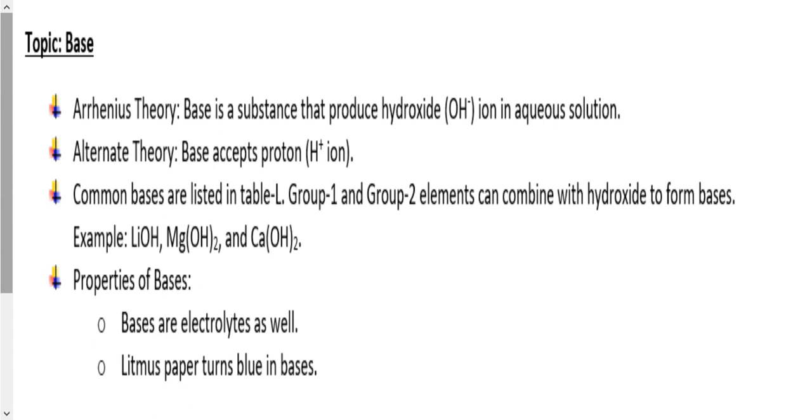Properties of bases. Bases are also electrolytes. Again, students have misconception and think that acids are electrolytes and therefore bases are going to be non-electrolytes, which is not true. So remember this, ionic substances, acids, and bases, they are all electrolytes. Litmus paper turns blue in bases, right? So acid turns litmus paper red, bases will turn litmus paper blue.